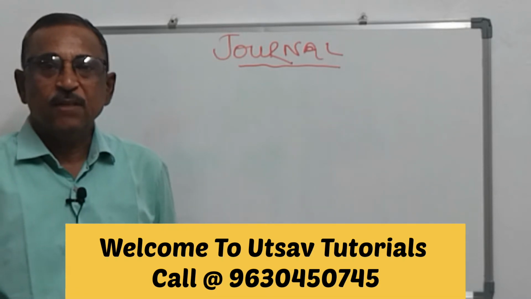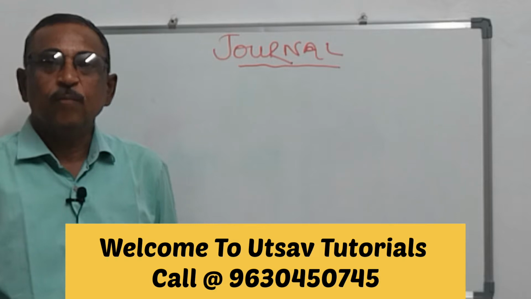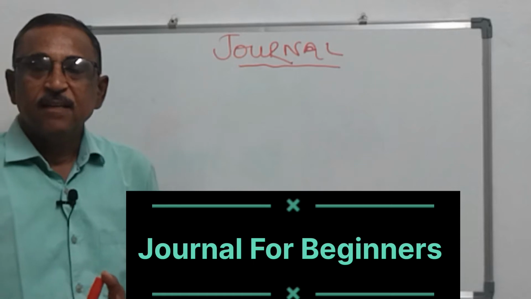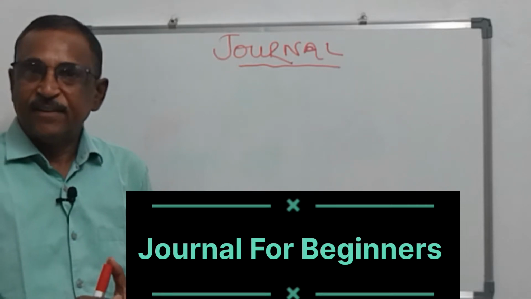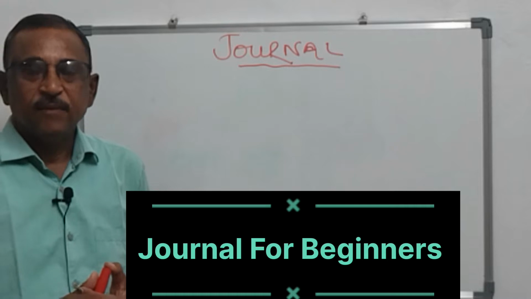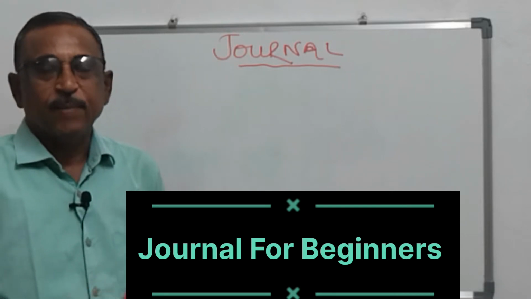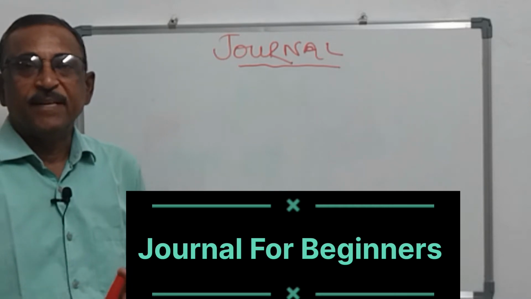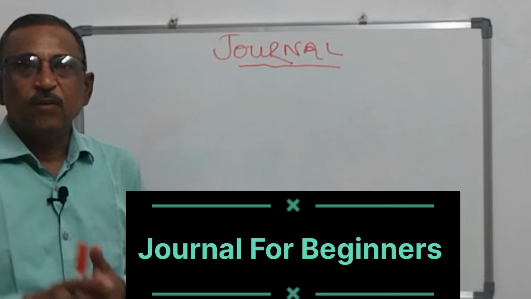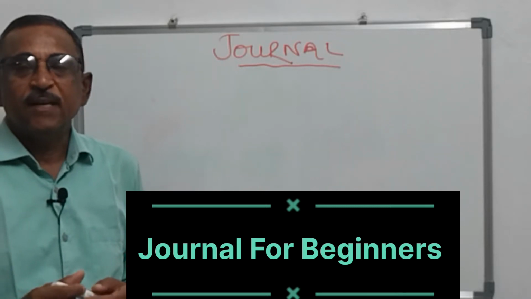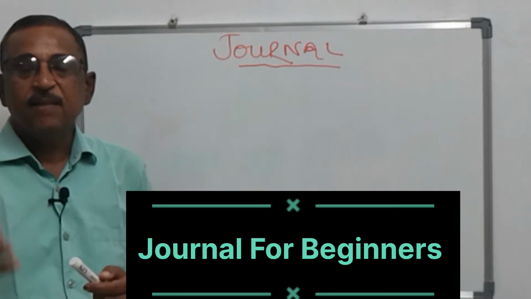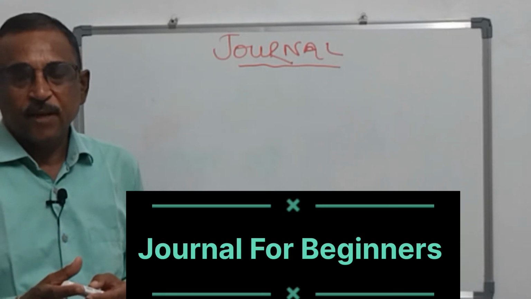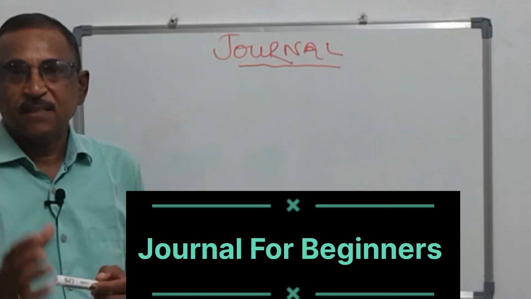Yesterday we had studied about the rules of debit and credit through the modern approach. Today we are going to learn about journal and journal entries. Before we proceed further, let us recapitulate what are the rules of debit and credit. As we know, there are two approaches to the rules of debit and credit. One is the traditional approach and the other is the modern approach. You can follow any of the approaches and you will get the same result.